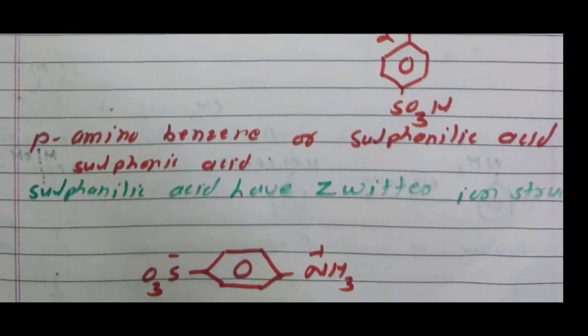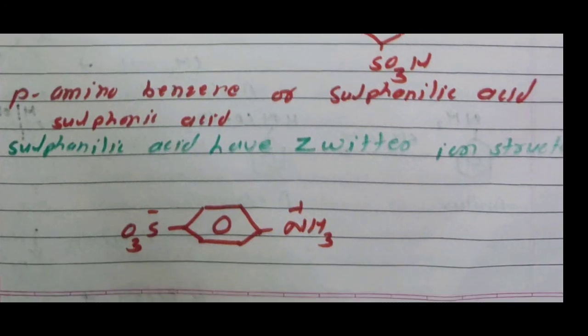Here sulfanilic acid has a zwitterion structure. I am showing here SO3 minus and NH3 plus. This is the zwitterion structure.